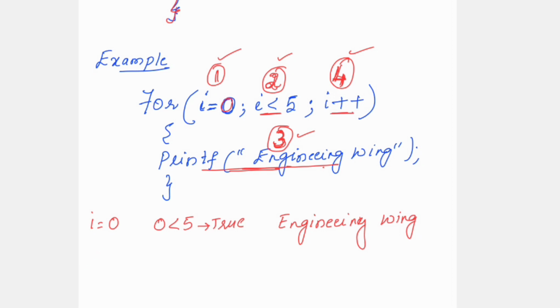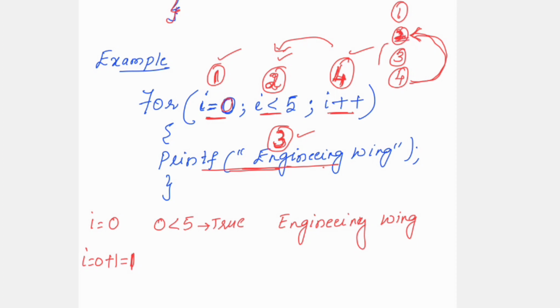I plus plus is what? I equal to I plus 1, 0 plus 1. So now the current value of I is 1. After this the control will come back once again to the test condition. Look here, statement 1 will be executed only once. Then 2, then 3, then 4. Then from 4 once again it will go back to 2, then 3, then 4. Once again it will go back to 2, 3, 4. This will get repeated as long as the test condition specified in 2 is true. Once it is false, it will come out of the loop and execute the statements that are present after it. So now the current value of I is 1.